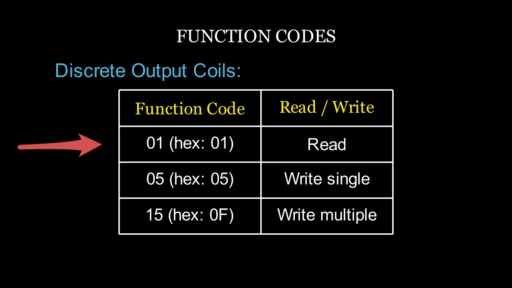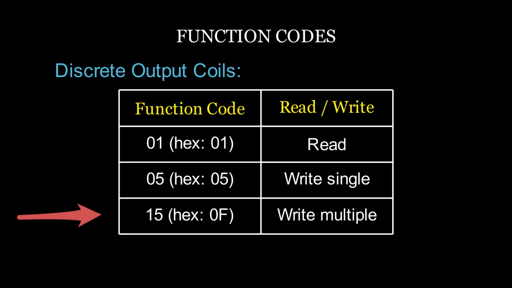If the addresses of the coils the master wants to read are not contiguous, it has to make multiple requests to read them all. The second function code used to manipulate discrete output coils is function code 5. It is used to write a value to a single coil. The third one is function code 15. It is used to write values to multiple coils with a single request. It is important to note that the coil addresses must be contiguous. That is, their addresses must follow one another.